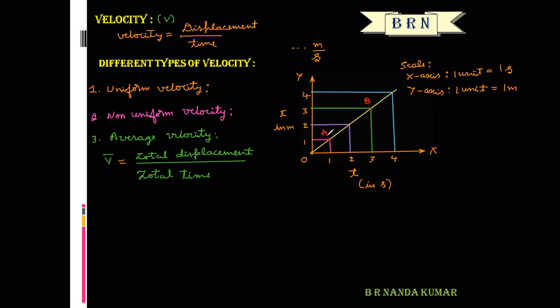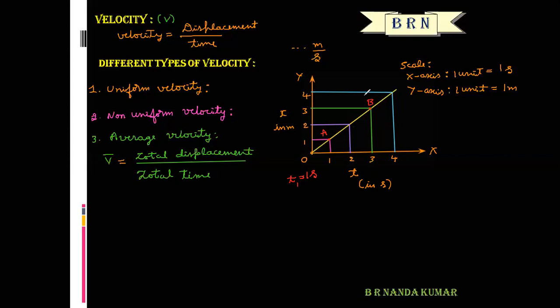So actually A is the initial position of a particle, B is the final position of a particle. Okay, the point A corresponding time, that is initial time, that is how much? That is t1 is equal to 1 second. So this is initial time.